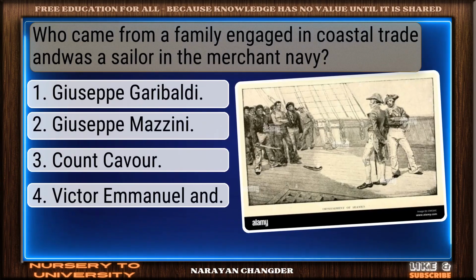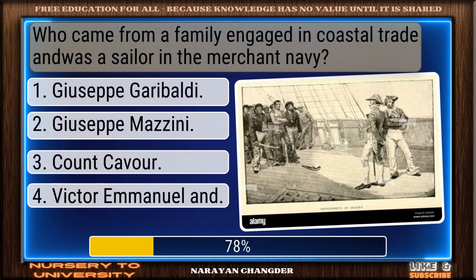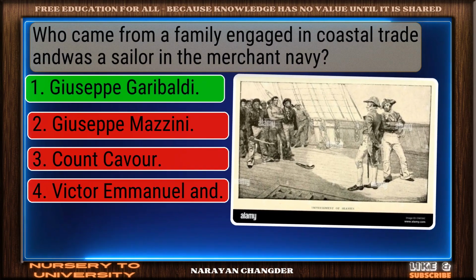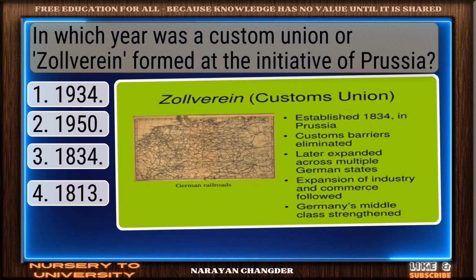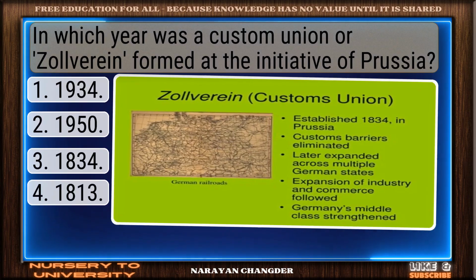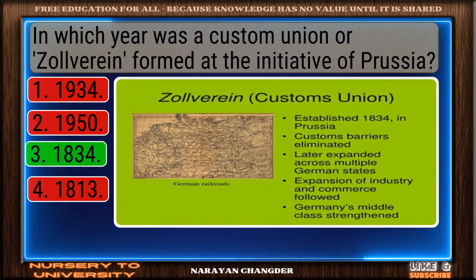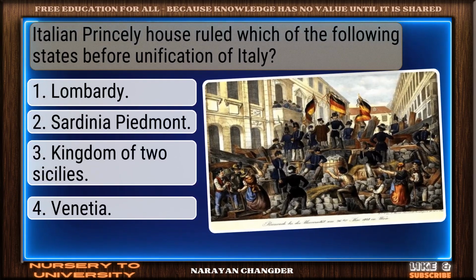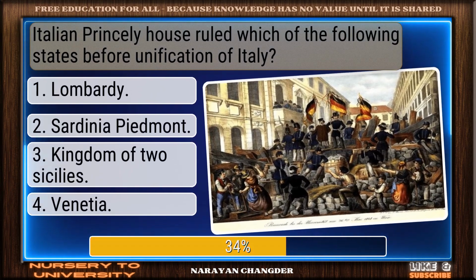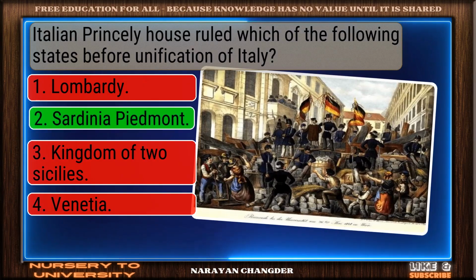Who came from a family engaged in coastal trade and was a sailor in the merchant navy? Exactly. Giuseppe Garibaldi makes sense. In which year was a customs union or Zollverein formed at the initiative of Prussia? Sharp thinking. 1834 is right. Which Italian princely house ruled which of the following states before unification of Italy? You're right. Sardinia-Piedmont is correct.